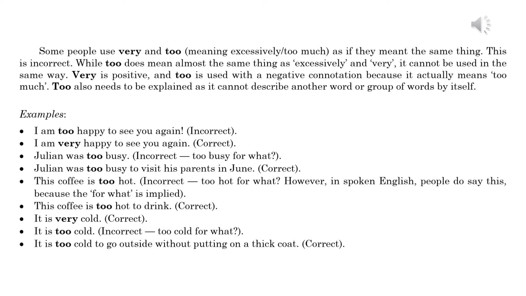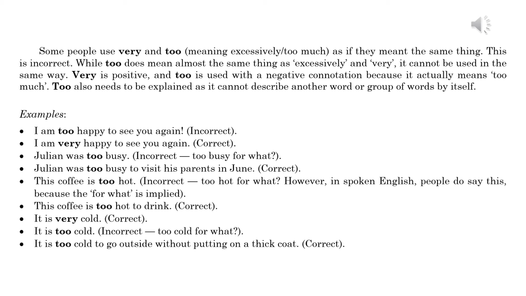Too also needs to be explained, as it cannot describe another word or group of words by itself. Examples: I am too happy to see you again. Incorrect. I am very happy to see you again. Correct. Julian was too busy. Incorrect. Too busy for what? Julian was too busy to visit his parents in June. Correct.